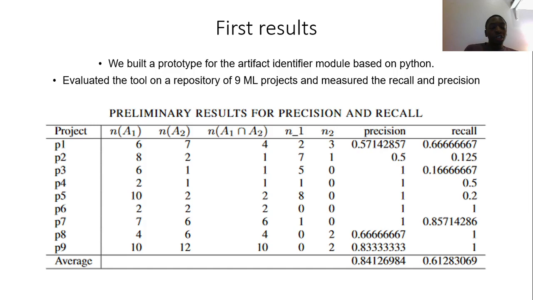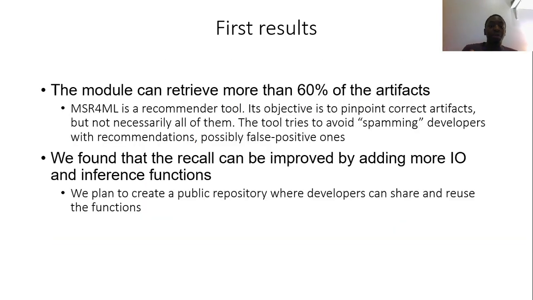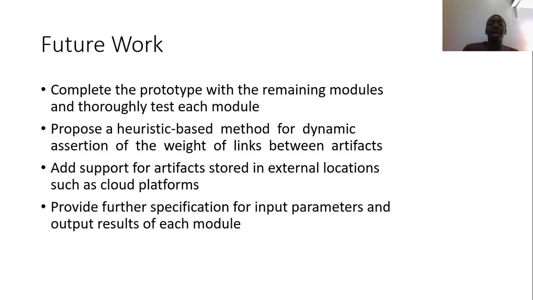So our first results are interesting, in terms of precision and recall. For example, it can retrieve 60% of the artifacts, which is quite interesting. We also found that recall can be improved by adding more IO functions, and so we plan to create a public repository where developers can share and reuse their own IO functions.